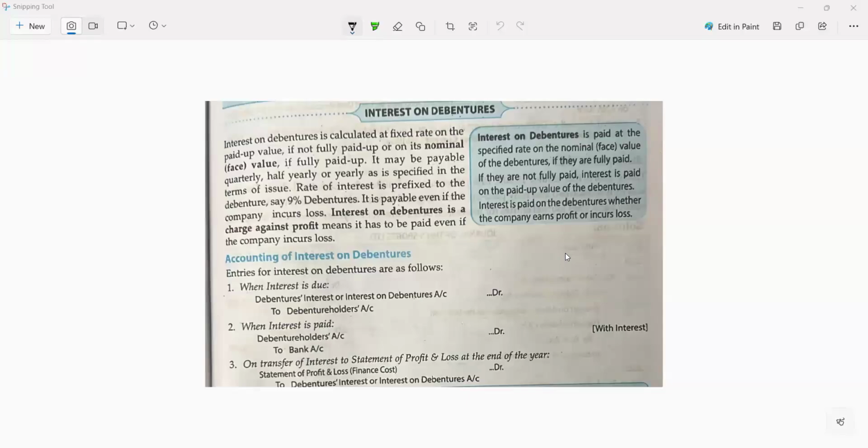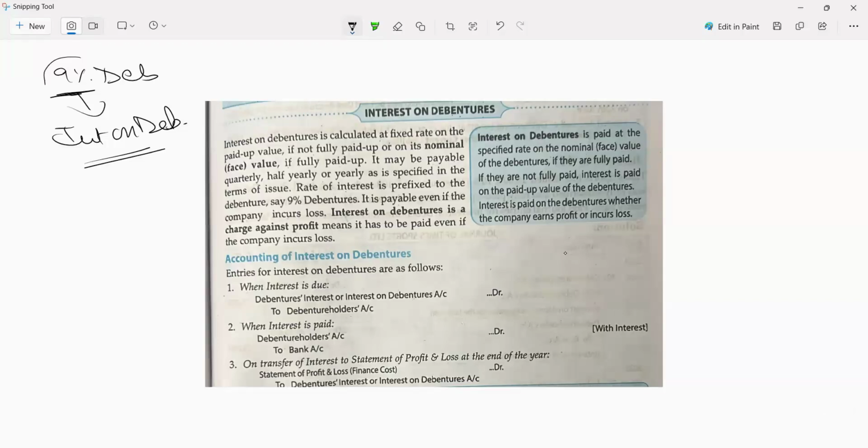Okay, so this is the interest on debentures topic, and you should know that interest on debentures is paid at the specified rate. So the rate will always be mentioned. As we know, whenever we are doing questions on debentures, it is always mentioned that 9% debentures, 10% debentures. So this is the percentage which is given to you. It is the interest on debentures. Always remember that the interest on debentures is calculated at the fixed rate.